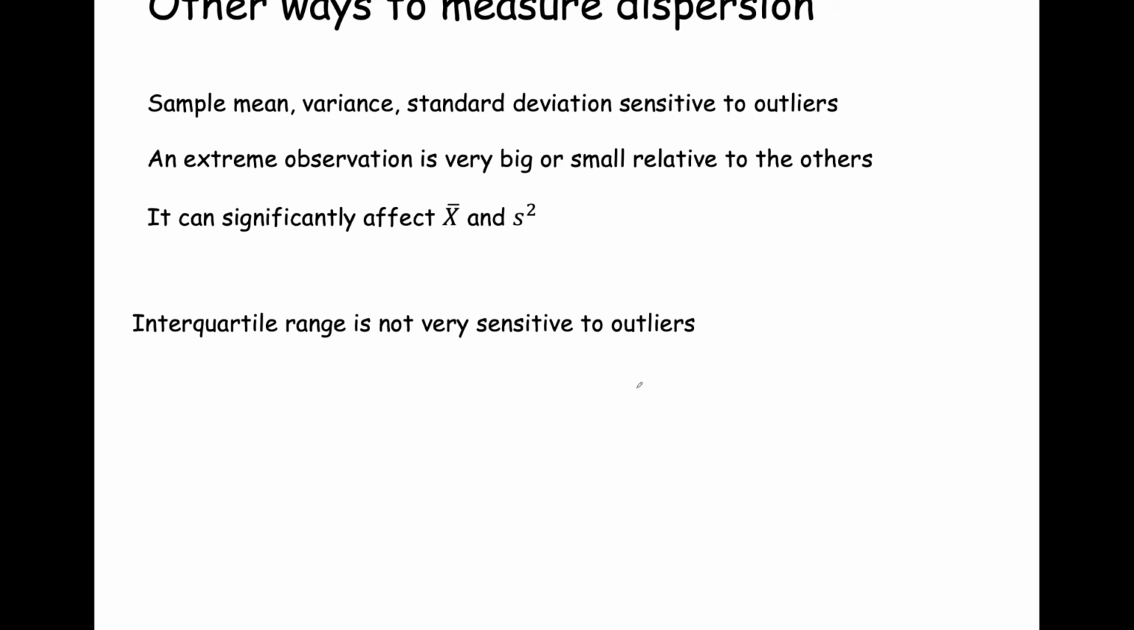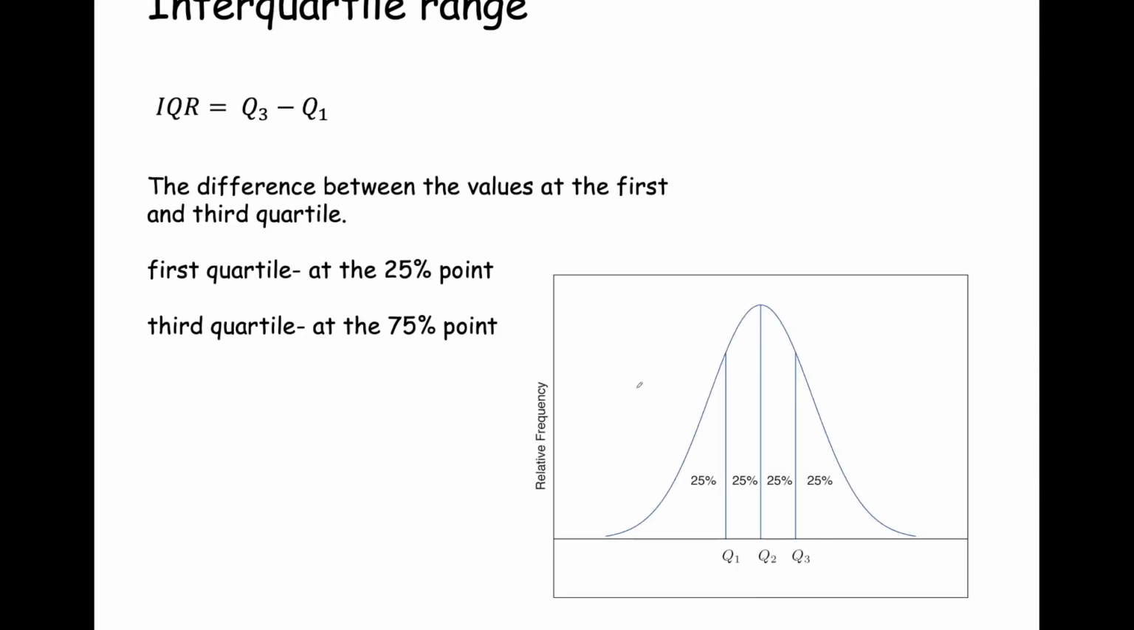And the interquartile range, like the median, is not very sensitive to outliers. They don't change in value very much if you add an extreme value, either one that's too big or too small relative to the others. And so the other way we're going to use to measure dispersion, that doesn't have the brittleness that s squared, our sample variance, and s, our sample standard deviation, have, is the interquartile range.